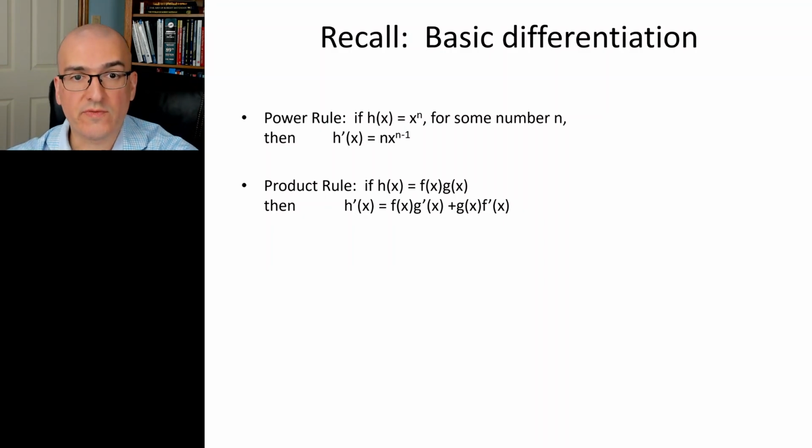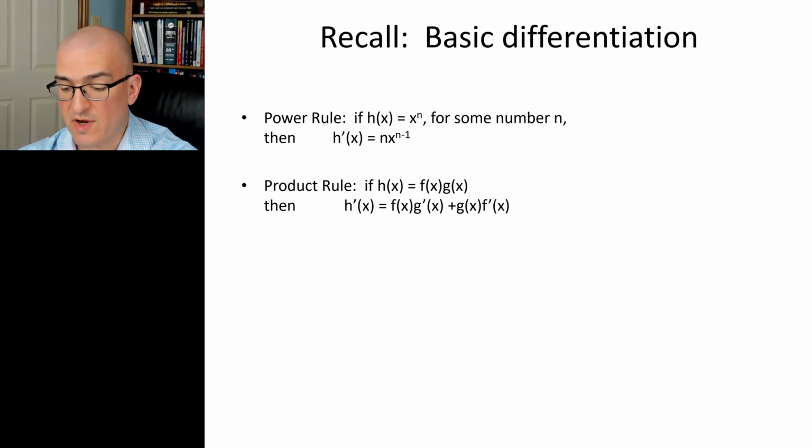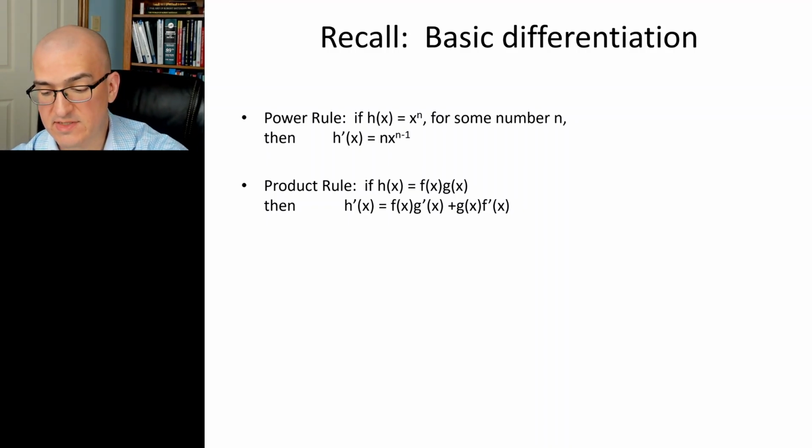The next rule you would have come across is likely the product rule. How do you take the derivative of two functions multiplied together? Say h of x is f of x times g of x. Then the derivative will be the first function times the derivative of the second plus the second function times the derivative of the first.